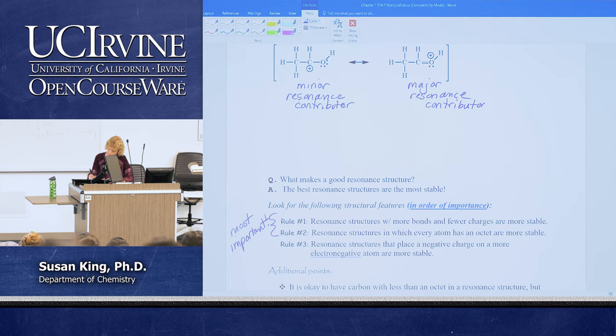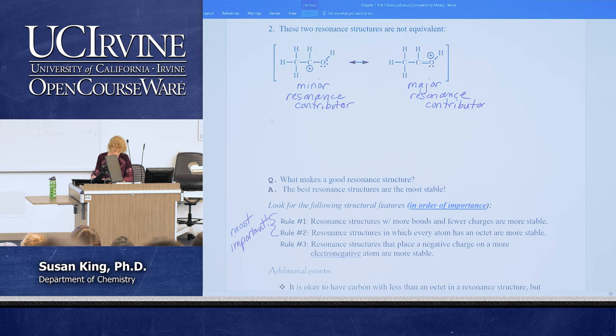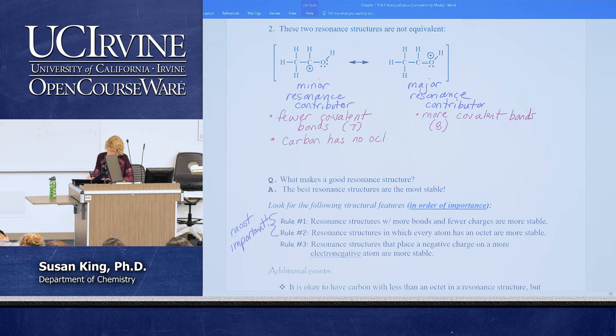Okay, so if we count all the covalent bonds, we have fewer. We have fewer covalent bonds by one. We only have seven. Over here, we have eight covalent bonds. That's better, more important. Here we have eight. Carbon has no octet. Over here, all atoms have an octet.